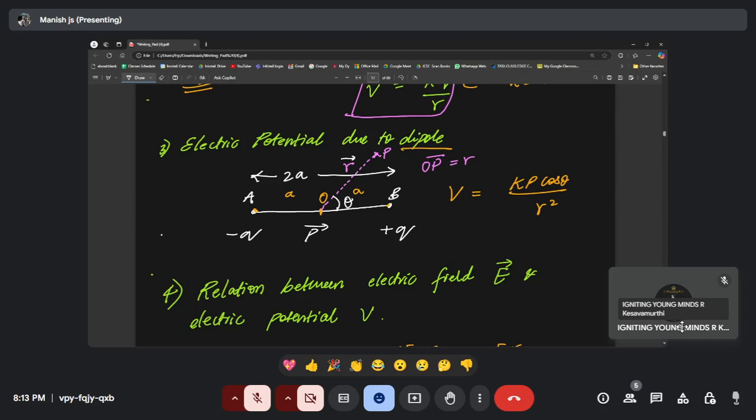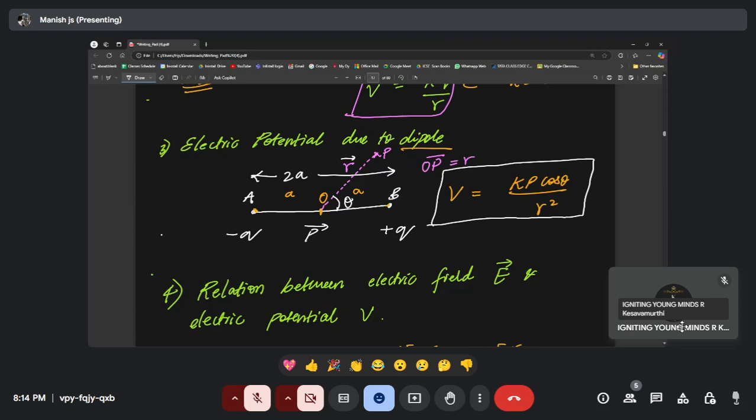Now for this, children, there is a formula which tells you V is equal to Kp cos theta upon R square. So this is a general formula for an electric dipole. Based on different values of theta, the formula will change. I hope you know the cos function varies from 1 to 0, right?